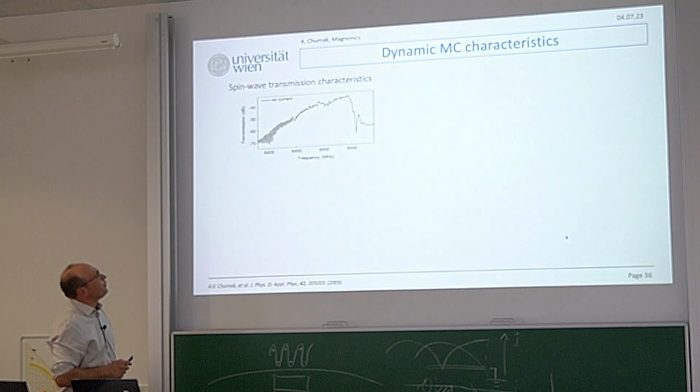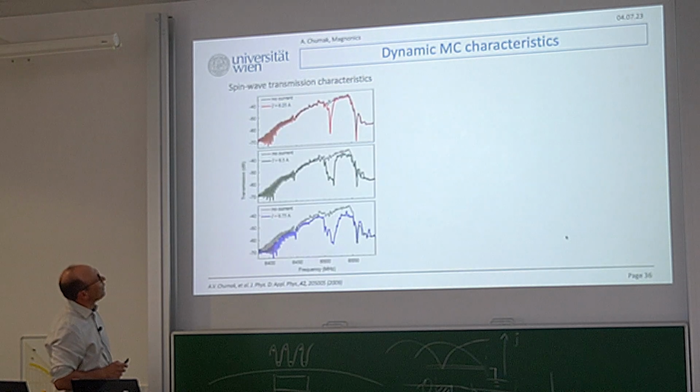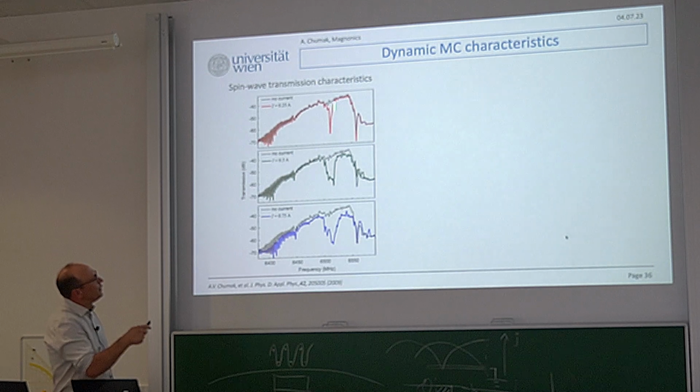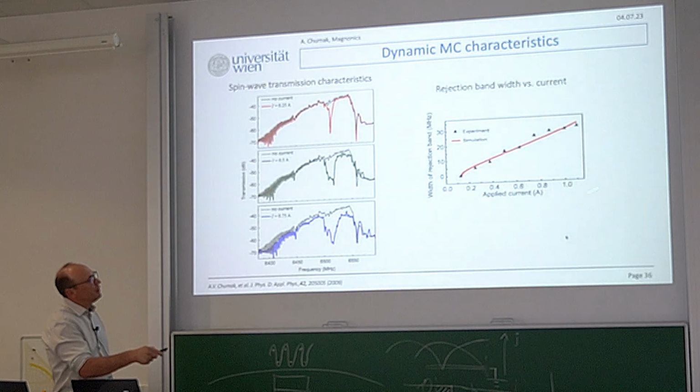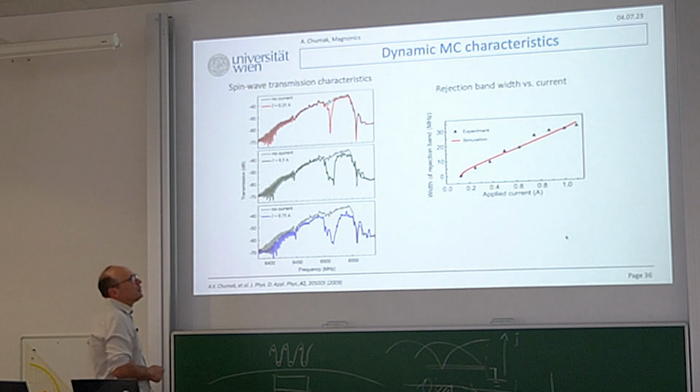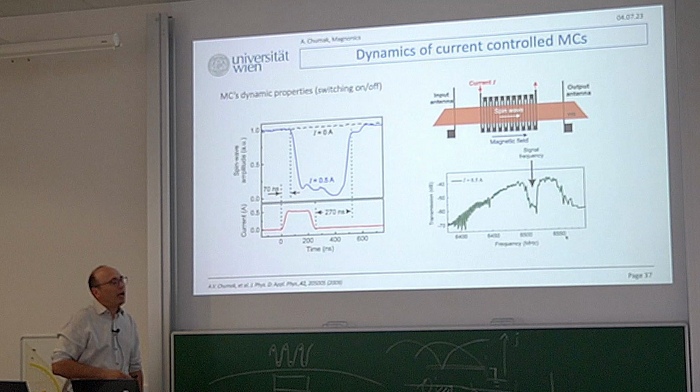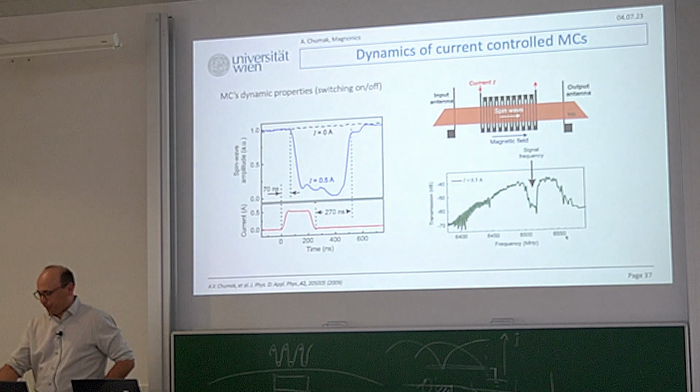Good. So here it is shown for 3 different applied currents how it behaves. Rejection depends on applied current. Everything is quite straightforward. And now we are coming to the interesting physics.